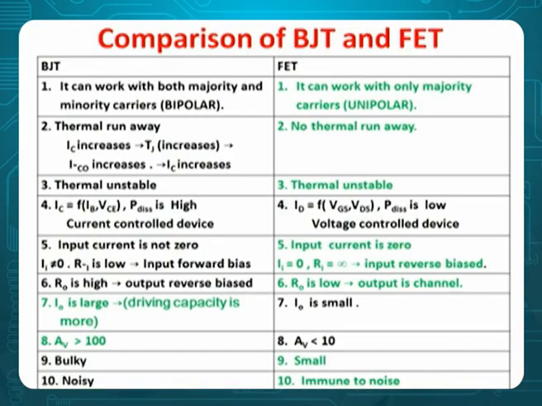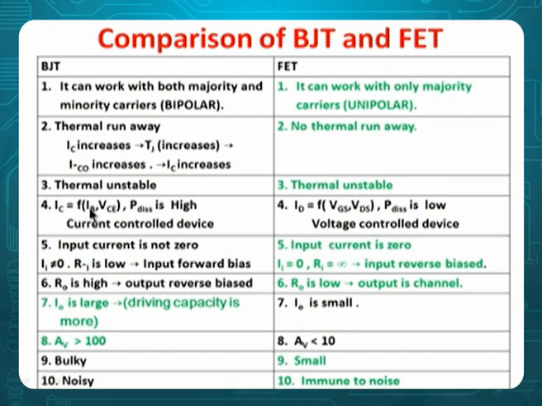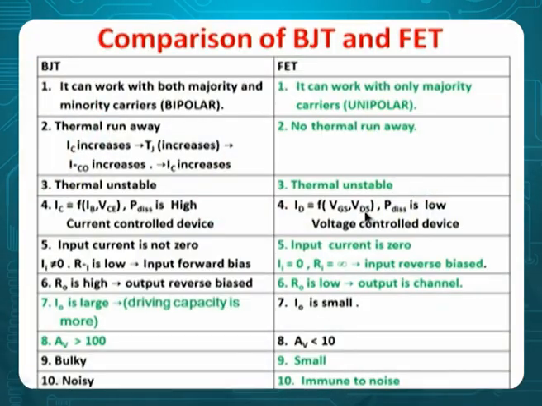Third one, thermal instability. FET is also thermally unstable because instability is there in every device, but thermal runaway is available only in BJT. IC is a function of IB and VCE, that means input current is controlling, that's why it is called a current control device. Whereas in FET, ID is a function of VGS and VDS, input is voltage, so it is a voltage control device. In BJT, power dissipation is high because input current is there. In FET, power dissipation is low.